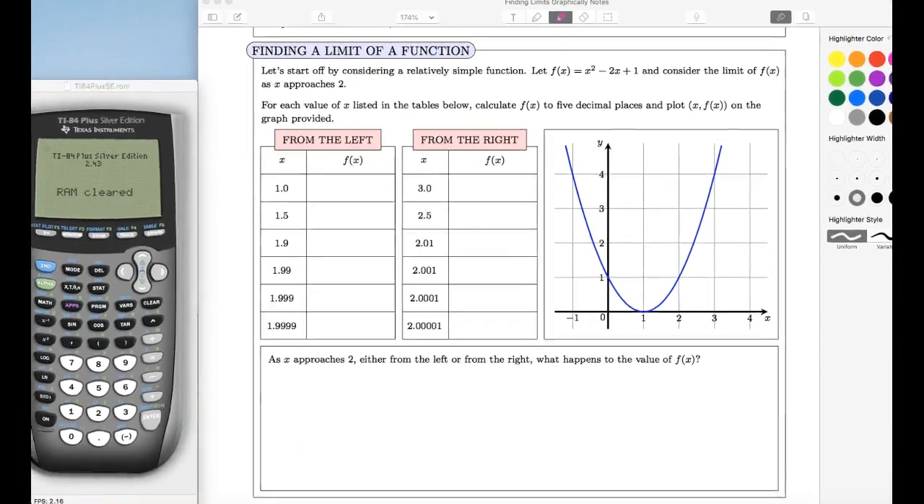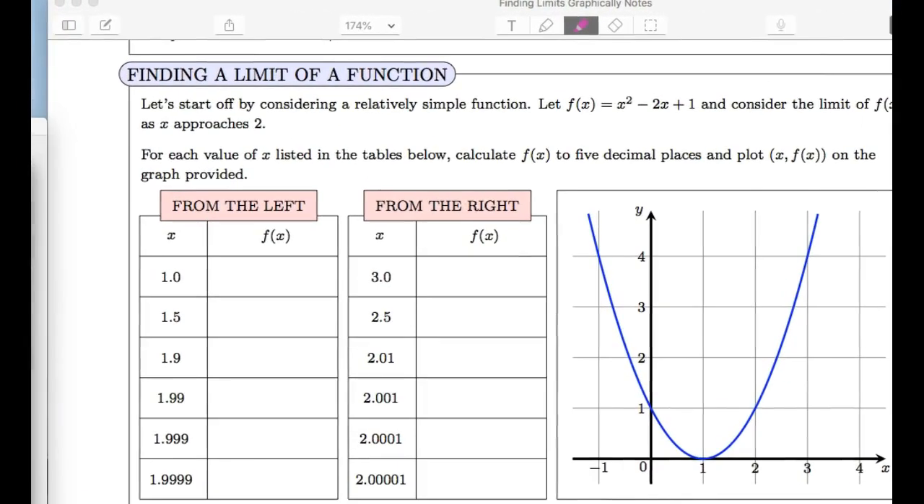There are a few ways we can look at finding limits of a function graphically, and one way is to use a table of values. We've already looked at the limit introduction video, so we know the notation of how to write a limit, left and right hand limits. Let's look at this example.